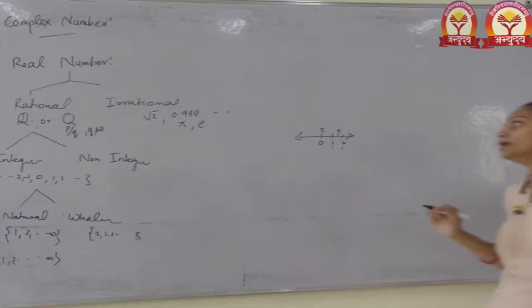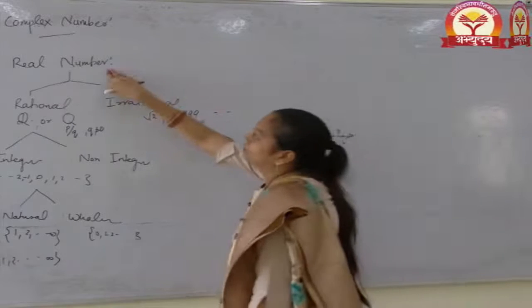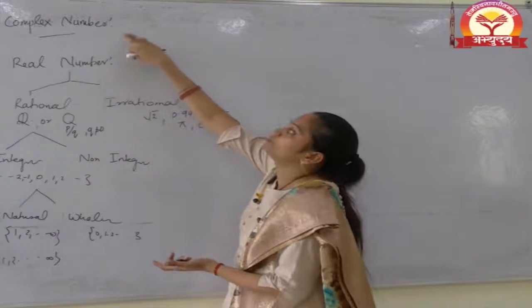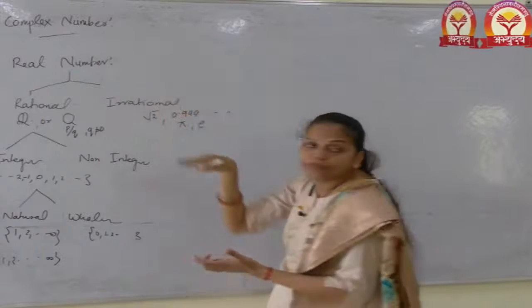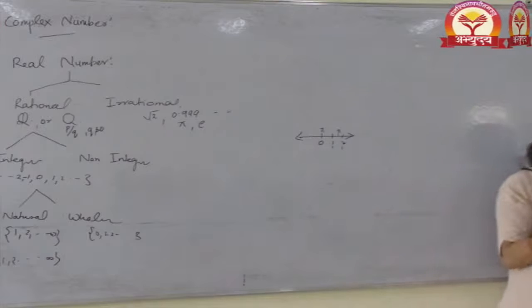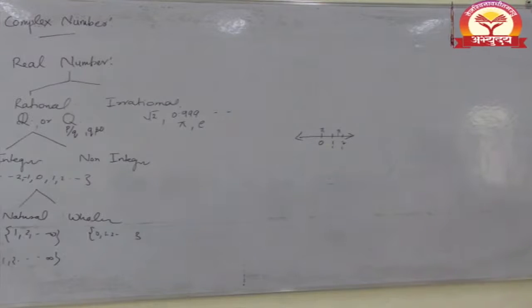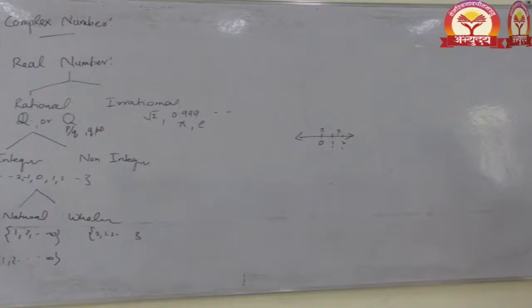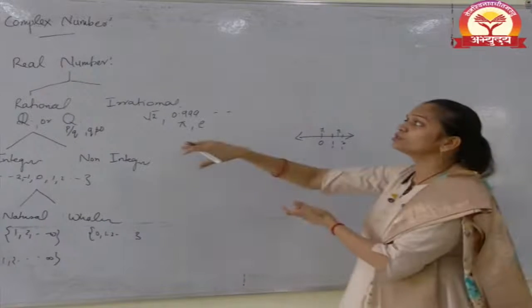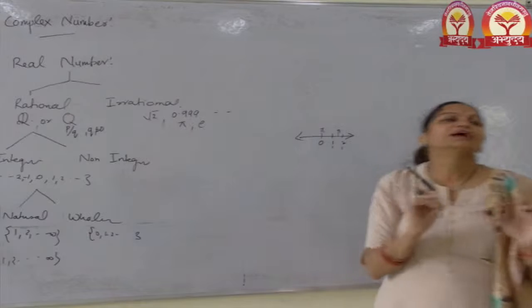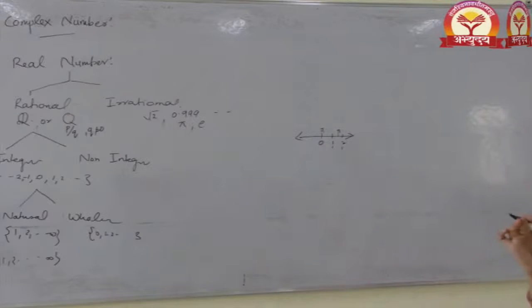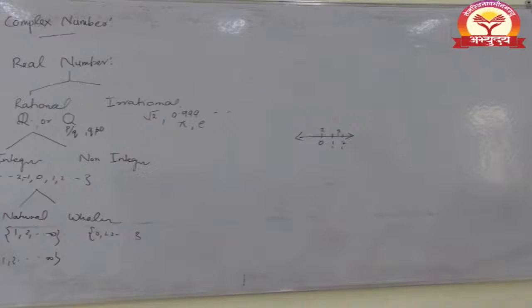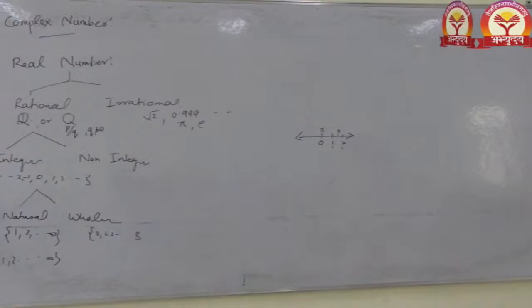Now let me introduce the complex number. The complex number is what? That is an extension of a real number. For this type of extension, we have to introduce some imaginary number. Imaginary number is what? All those numbers which are not real. That is a one-line definition of this. All numbers which are not real are imaginary numbers.